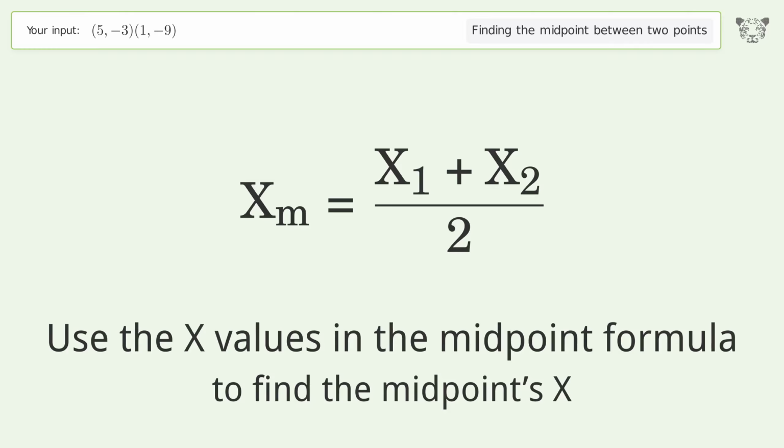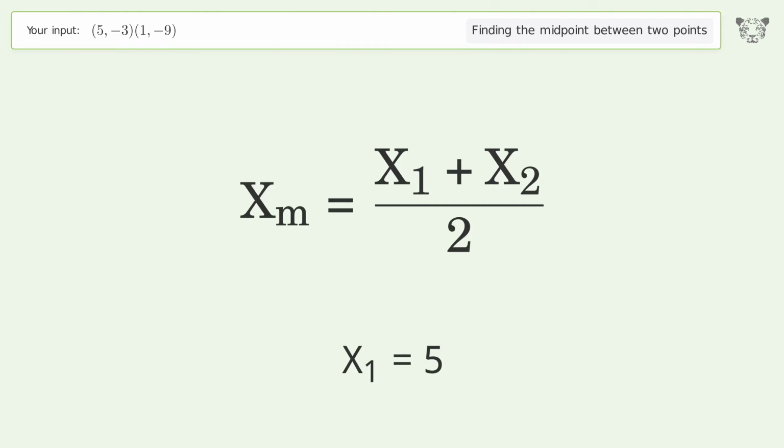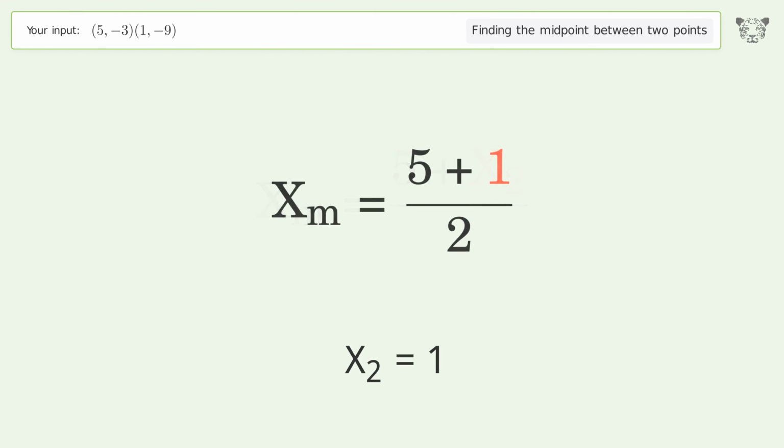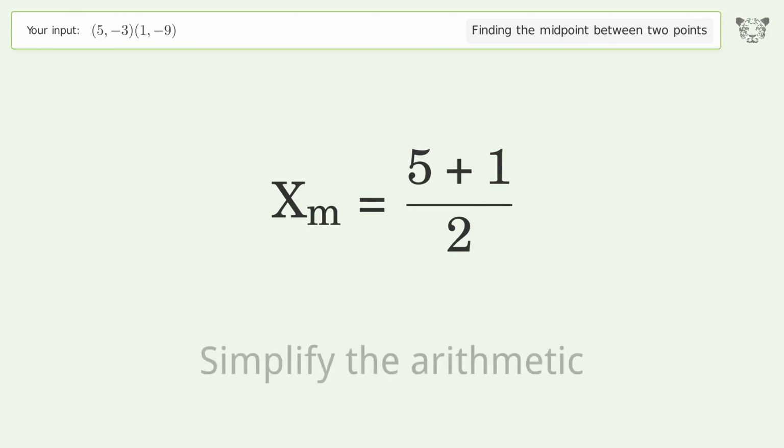Use the x values in the midpoint formula to find the midpoint's x. x1 equals 5. x2 equals 1. Simplify the arithmetic.